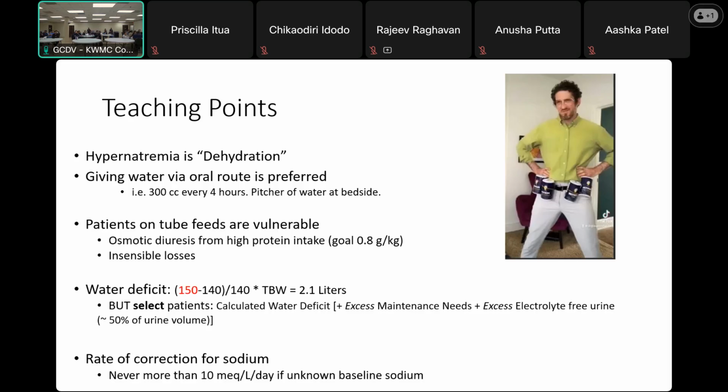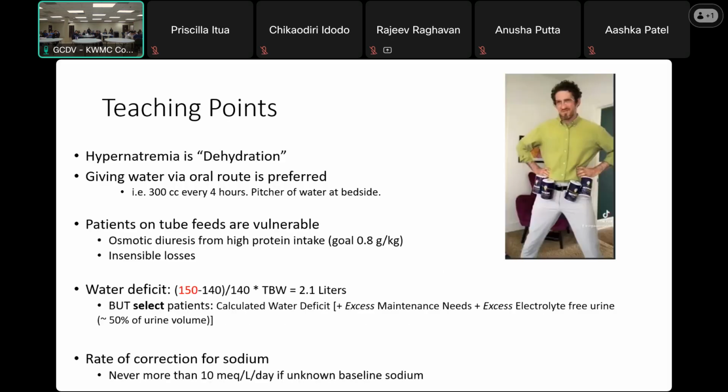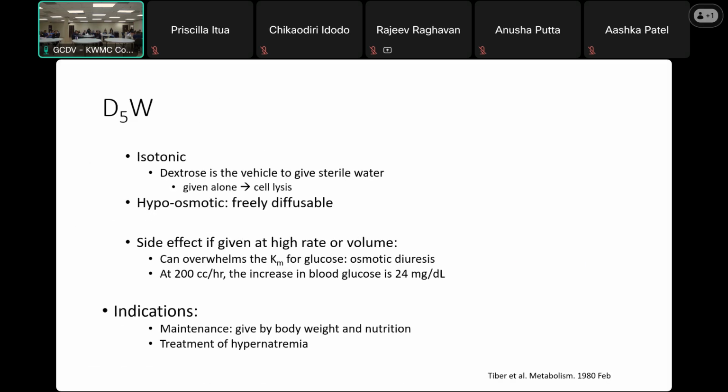The rate of correction, again, we'll go through this later, but typically no more than 10 milliequivalents per liter per day if you have an unknown sodium duration. In this patient, you have a sodium within 48 hours. So within 48 hours is acute hypernatremia, and there's also acute hyponatremia. In those cases, you can correct more rapidly and get them back to normal a little bit quicker. But if you don't know what the baseline was, or it's more than 48 hours ago, you need to go pretty slow, so 8 to 10 milliequivalents per liter. Most of us know that for hyponatremia, but keep in mind it's the same for hypernatremia as well. In either direction, you want no more than 8 to 10 a day if you don't know.